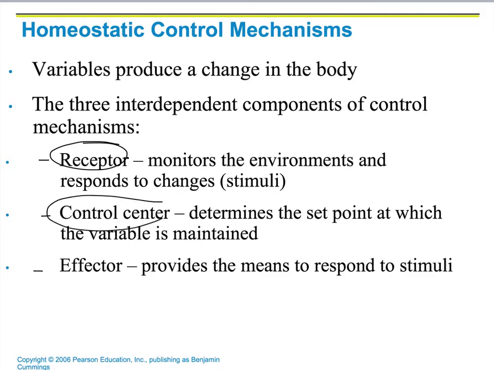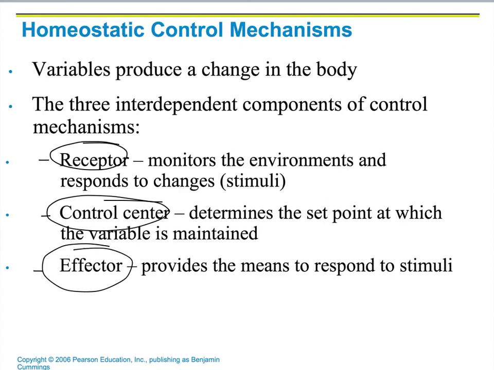Then you have the control center that determines that set point. So your body is healthiest at 98.6 degrees. Well, there's a control center in your brain that has set that, and then if it starts to deviate too low or too high, you either start shivering or you start sweating in order to get back to that set point. And then you have an effector, which is the means to respond to the stimuli.